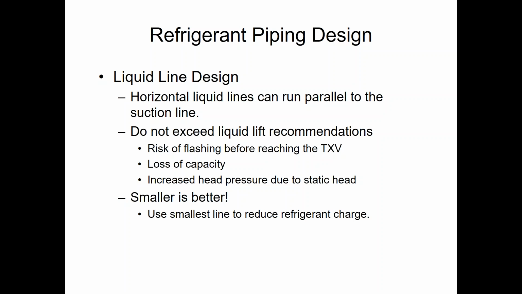Okay, so if I got a 10-ton unit, that 10-ton unit system can't have more than 40 pounds of refrigerant. Okay, so how is that calculated? Well, we have charts that tell us how many pounds of refrigerant are in 1 foot of liquid line, depending on what size liquid line it is.